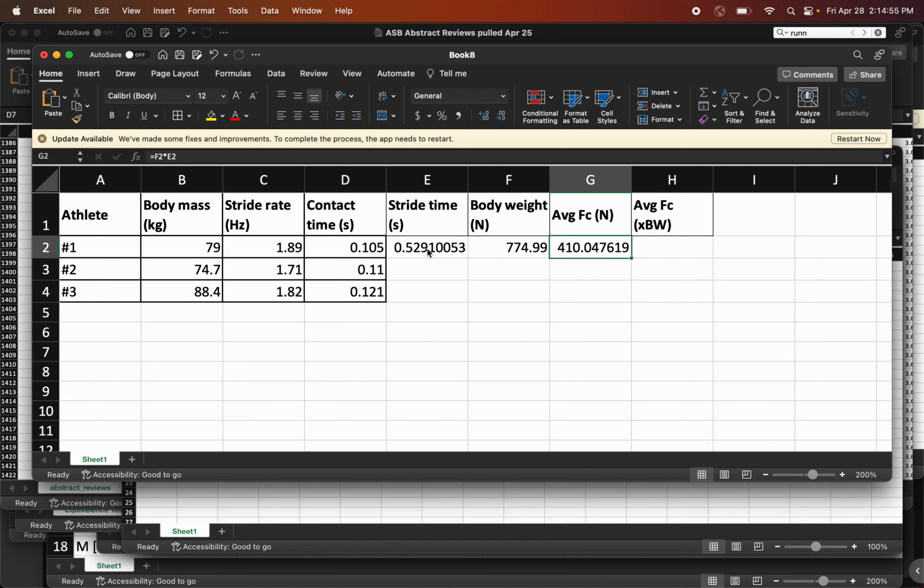But the time that I have available to produce that force is the time when my foot's on the ground, which is this shorter 0.105 seconds, not the 0.529 seconds. That's the whole stride time, which includes the airborne phase of the stride when my foot's not on the ground and can't produce any force. So the average force that I have to produce when my foot's on the ground is actually going to be quite a bit bigger than my body weight.